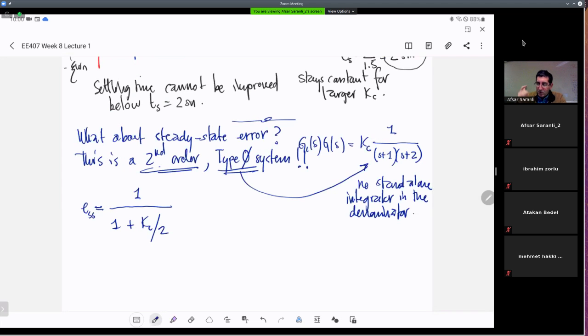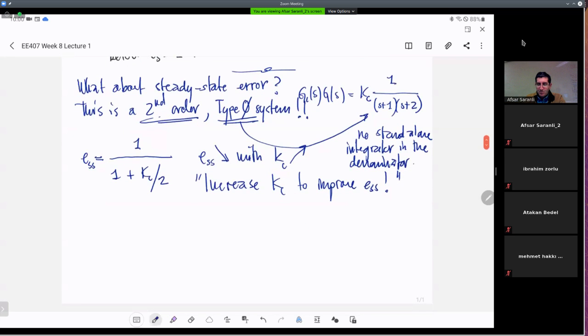Okay? All right, so what does that error mean? That means ESS will actually decrease with Kc increasing. So that tells me increase Kc to improve ESS. Okay? But is that the only effect we have? Okay, let us see what's happening.